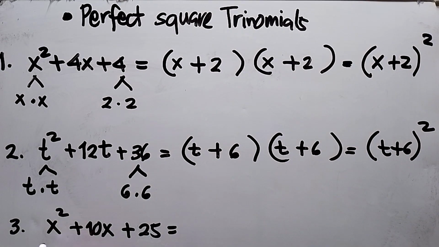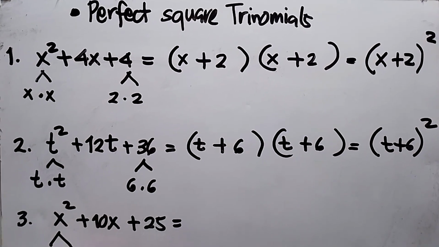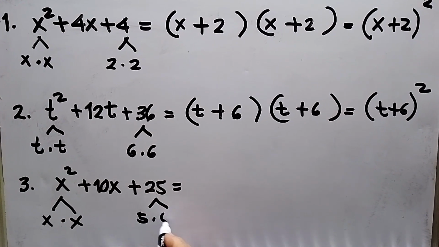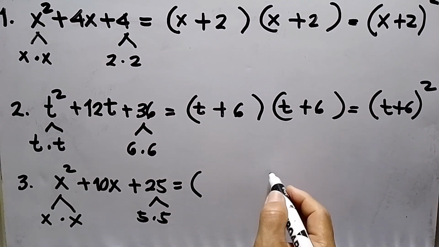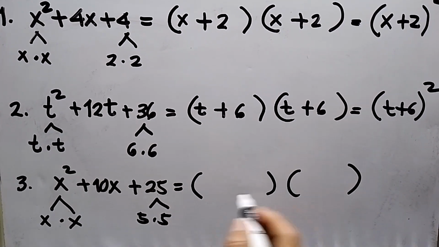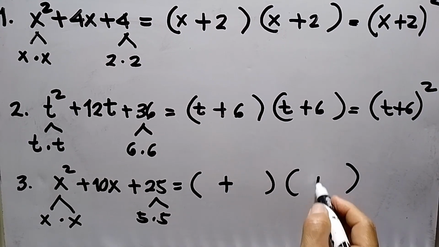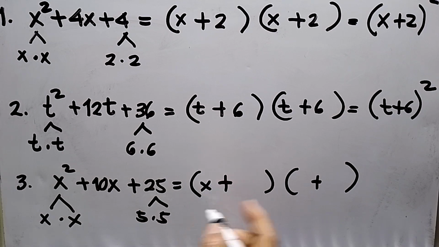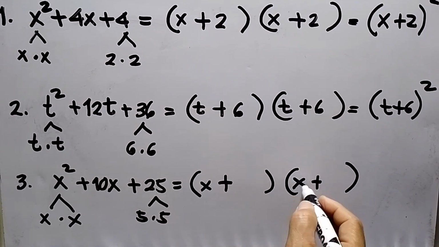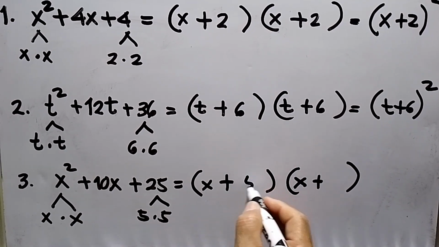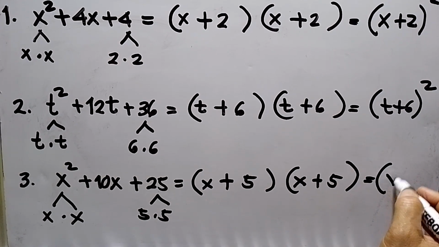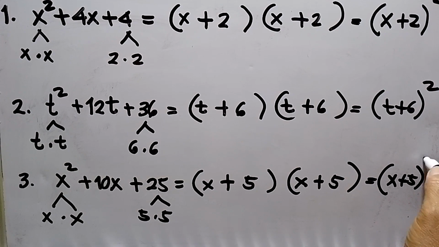How about number 3? Factors of x squared is x times x. Then 25 is 5 times 5. So again, the operation is addition, so the sign must be plus. So x will be here, and then the next factor will be x also. Then copy 5, and also in here. So to write in the simplest form, this will be x plus 5 squared.